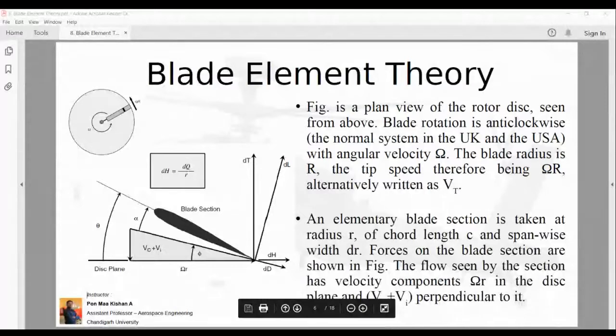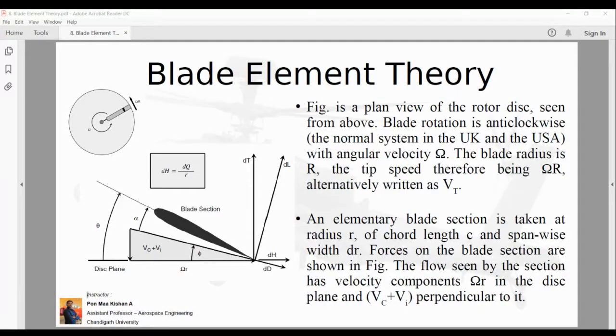Okay, so now I hope you can see the screen, right? Look at the left side image, where the inflow angle is given, the angle between the disk plane and the resultant flow. That is given as phi, and alpha is given with respect to the blade's chord and the resultant flow.